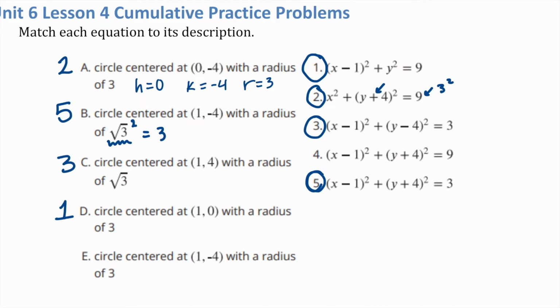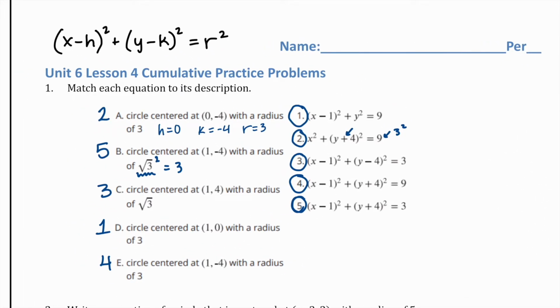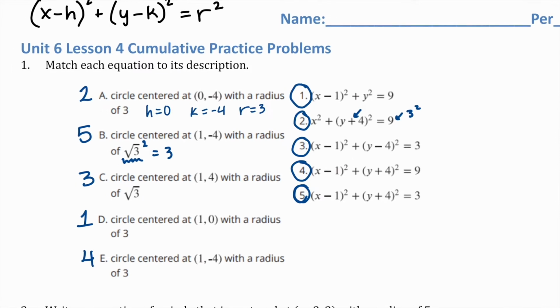We're going to double check that E should match with number 4, because those are our only two left. If it's centered at (1, -4), then we should have x minus 1 and y plus 4, and we do. And equal to 9, which means a radius of 3. So indeed, this one matches with 4. So yeah, just a little bit of matching there. They just didn't give us a ton of space.